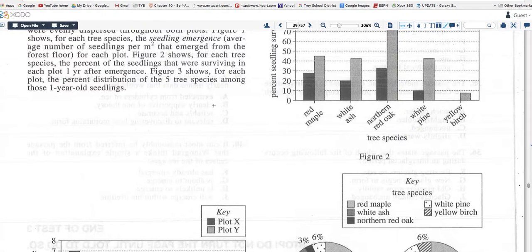Wait, are you putting the score on the website for what we just took? Yes. Everything you take in this class will always be graded.